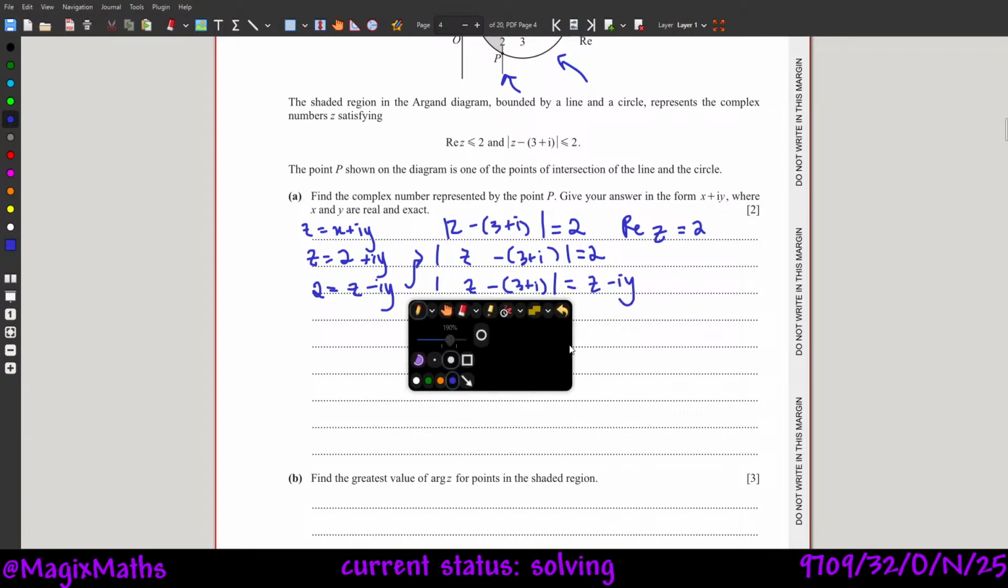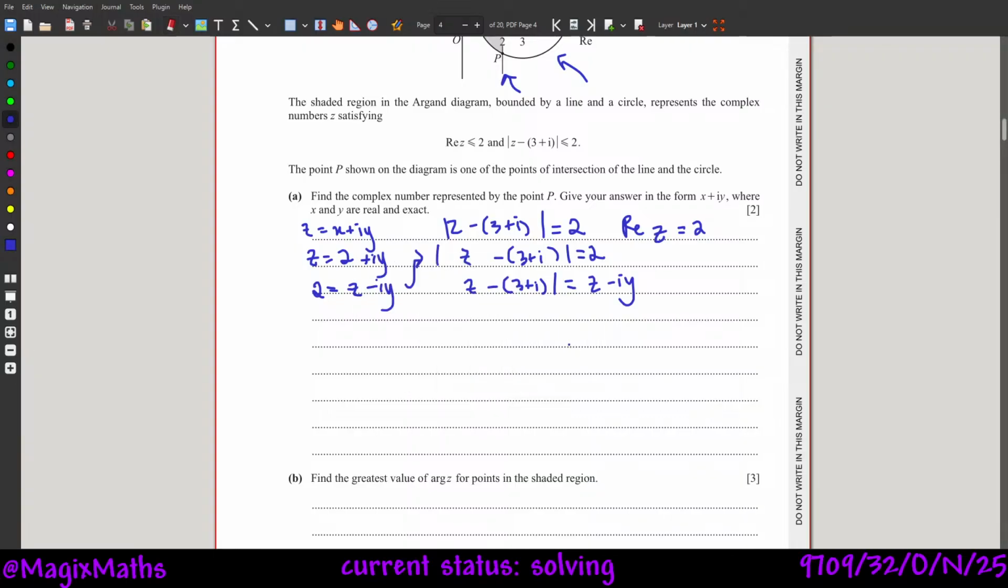Now, since this is a modulus, like the previous case, we'll just divide it into two cases, positive and negative bracket. For our first case, we have positive z minus 3 plus i is equal to z minus iy. Solving this, we have z minus z. Ooh, might have a problem here. Minus 3 minus i plus iy is equal to 0.